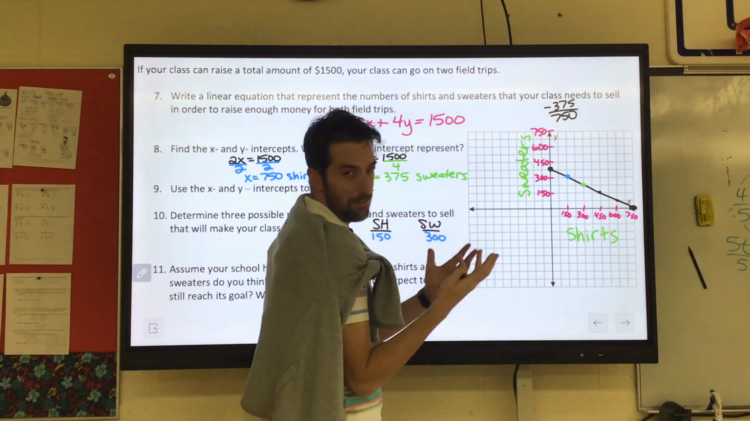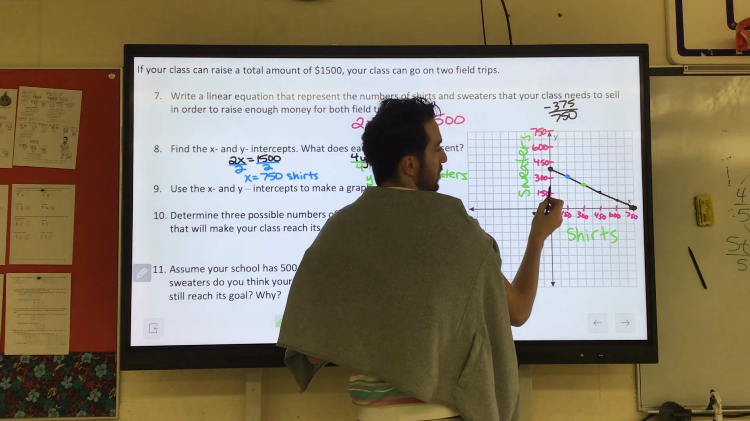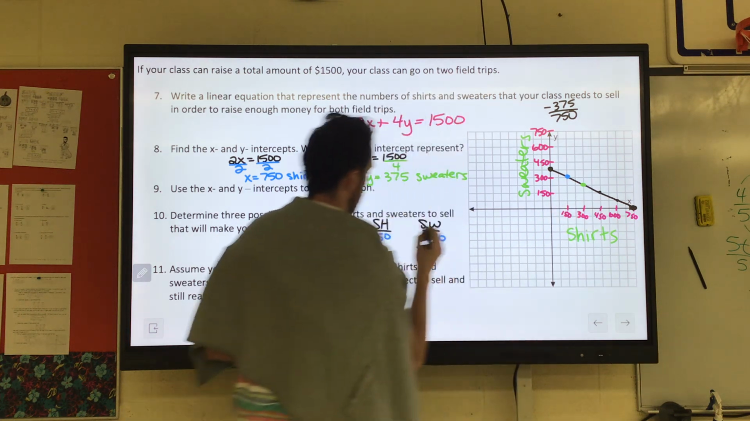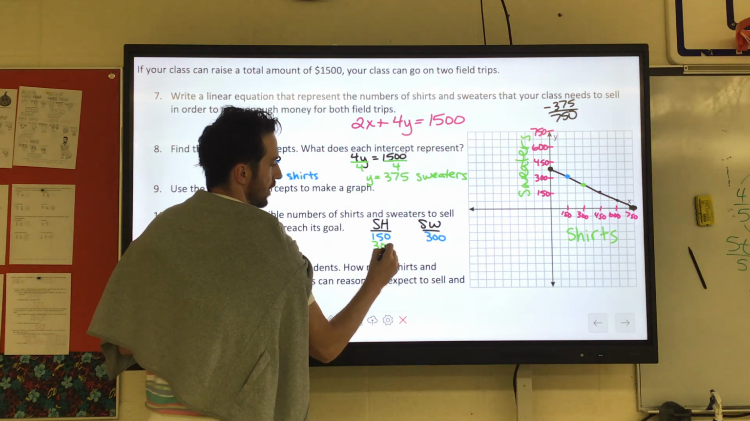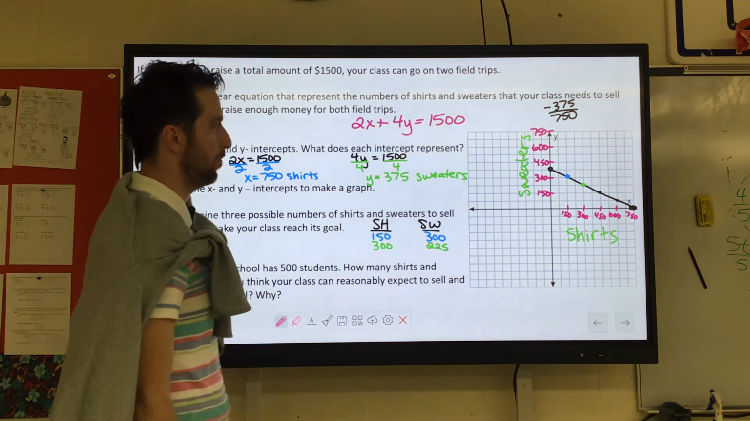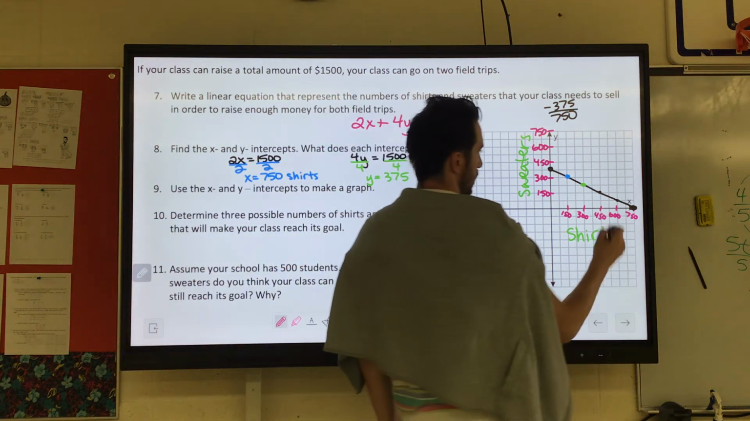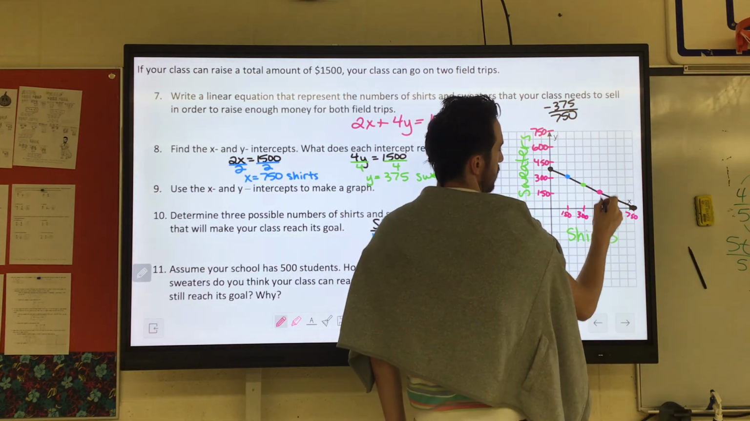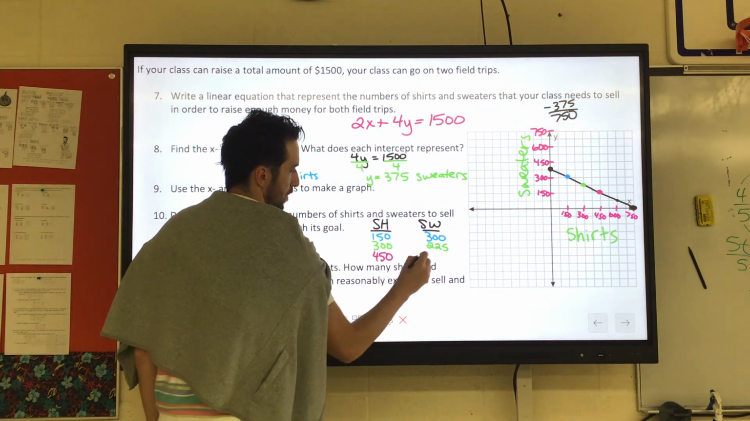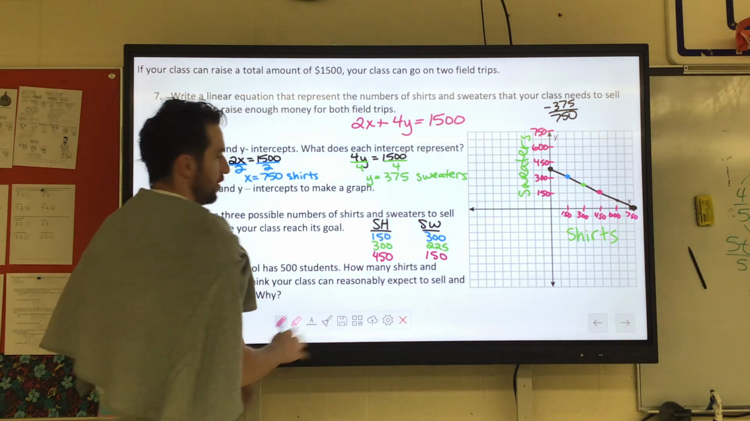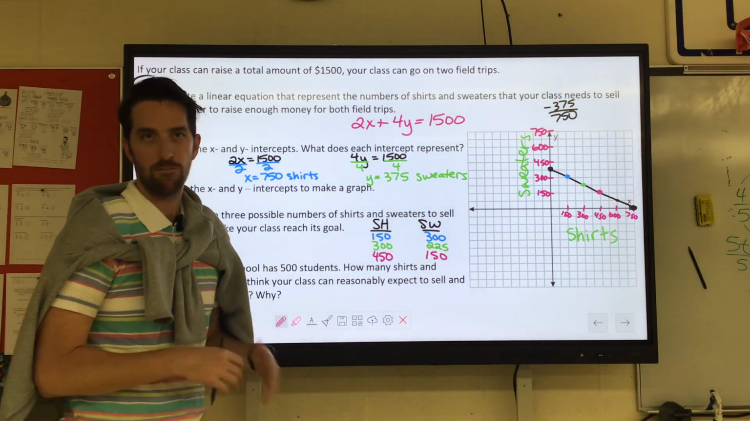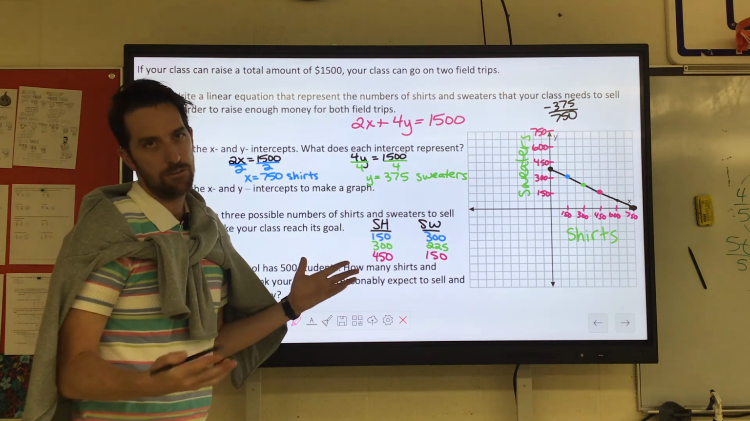Every marking is 75. So 150 plus 75 would be 225. So that's 300 shirts and 225 sweaters. And we need one more point there. Let's go with this one. 450 shirts, 150 sweaters. Now you can check that. You can multiply all the shirts by 2, all the sweaters by 4. All of those do add up to 1,500.